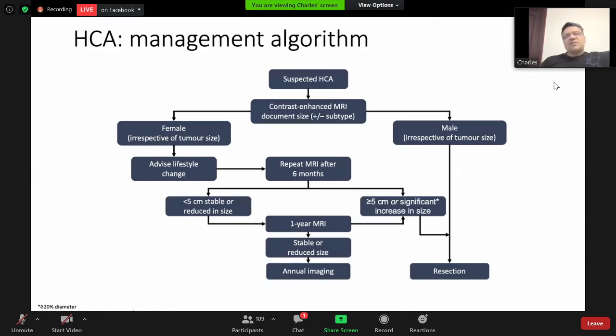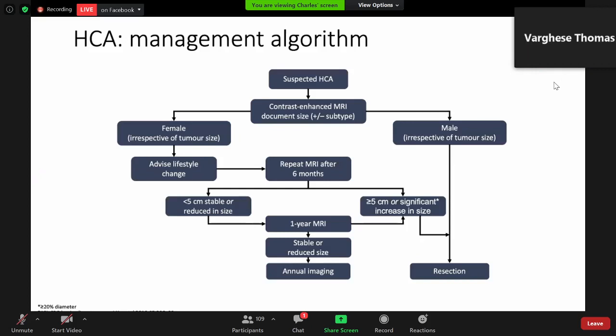So hepatocellular adenoma in the male, there's increased risk of malignancy and it has to be resected. In females, if the lesion is more than 5 centimeters or increasing in size, or if they have complications like rupture or bleed, that needs a resection. Otherwise, a lesion less than 5 centimeters can be followed up in females by stopping OCPs and asking them to lose weight, diet and exercise.